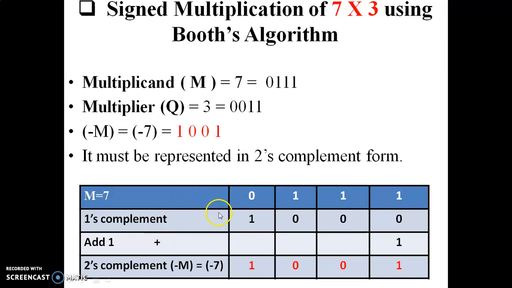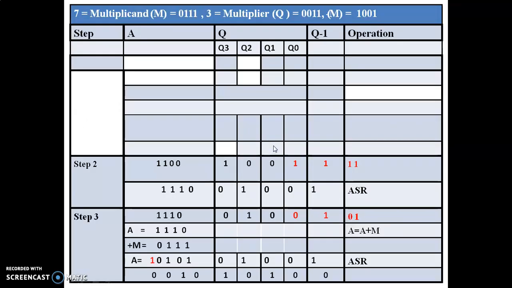So this minus 7 can be converted into its 2's complement form by first calculating its 1's complement, then adding 1. So what we get is 1001. So minus M, which is minus 7, the value is 1001. Now let us take into consideration how we multiply it using Booth's algorithm.